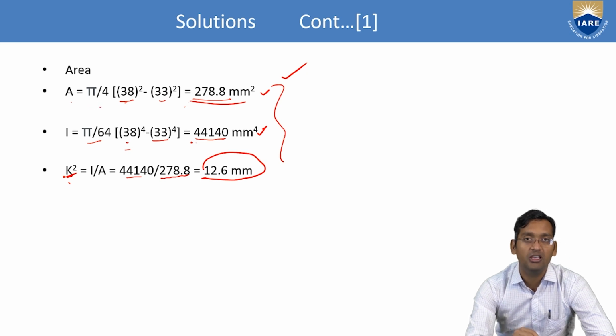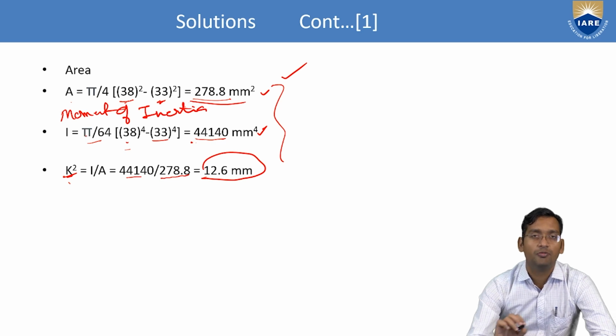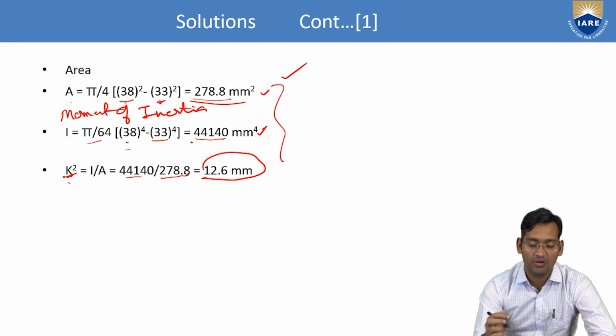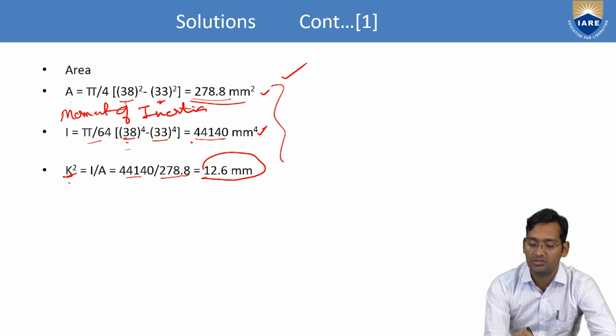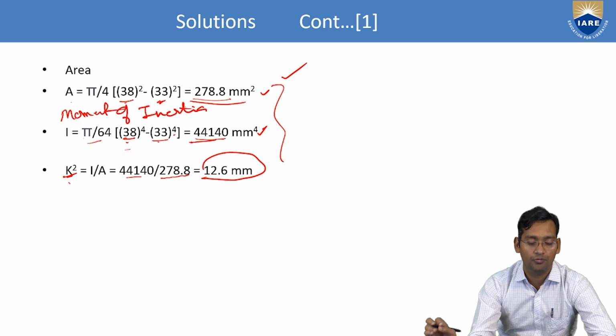The formula for A is pi by 4, capital D square, meaning external diameter square, minus internal diameter square, which gives 278.8 mm square. Now the moment of inertia. For a hollow cylinder, it is pi by 64, external diameter power 4 minus internal diameter power 4. So pi by 64, external diameter 38, so 38 power 4 minus 33 power 4. That gives 44,140 mm power 4.